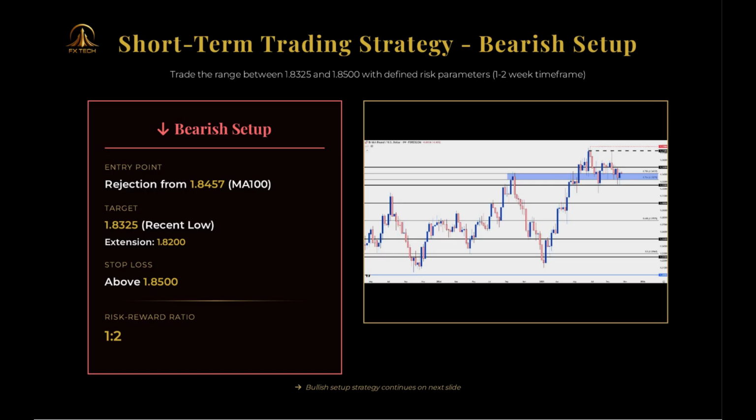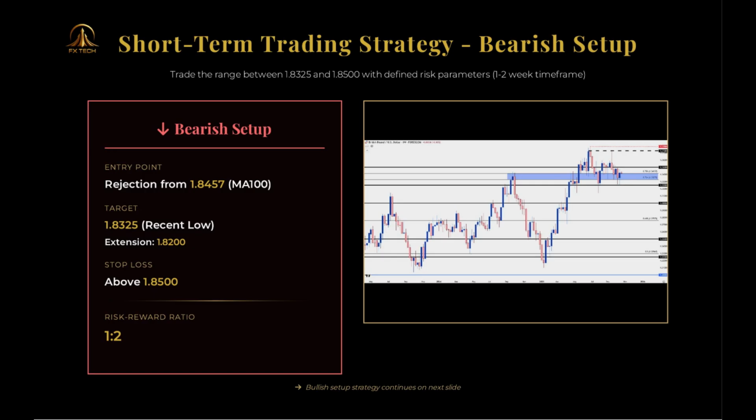The initial target is 1.8325, representing the recent low, with an extension target down to 1.8200 if momentum continues. Place your stop loss above 1.8500 to protect against a breakout to the upside. This setup offers a favorable risk-reward ratio of 1 to 2, meaning you're risking 1 unit to potentially gain 2.